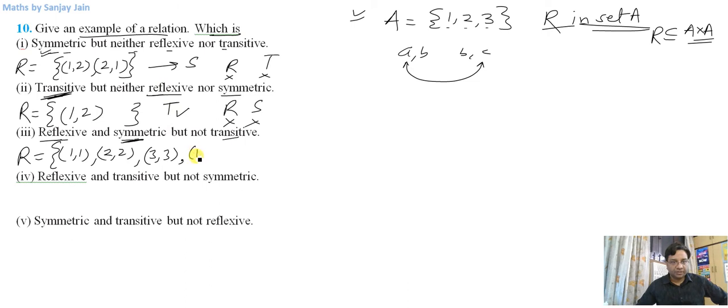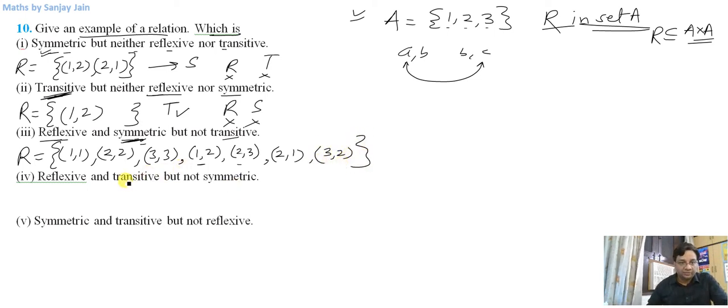So if I choose something like 1 2, 2 3, right? If I choose 1 2 and 2 3 and do not take 1 3, then it will not be transitive. So I will not be taking 1 comma 3 in this, but I need to make it symmetric, so I have to take 2 comma 1 and 3 comma 2. So let me take it. 2 comma 1 I'll take, and 3 comma 2 I will take. Let me close it here.